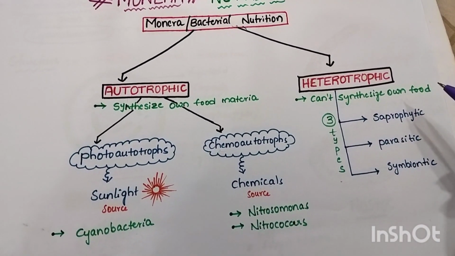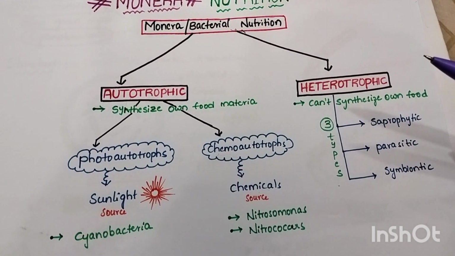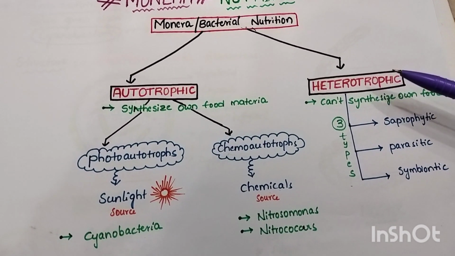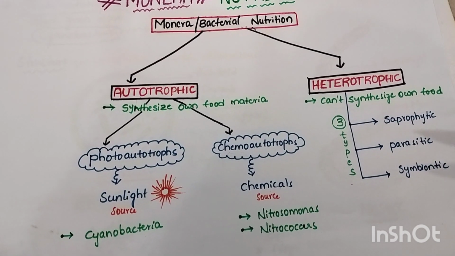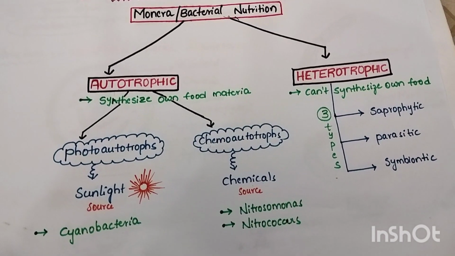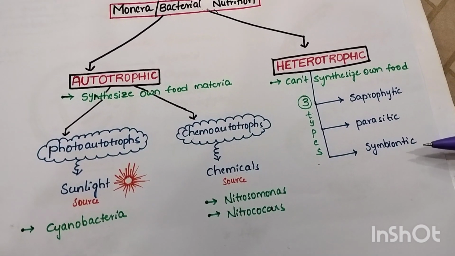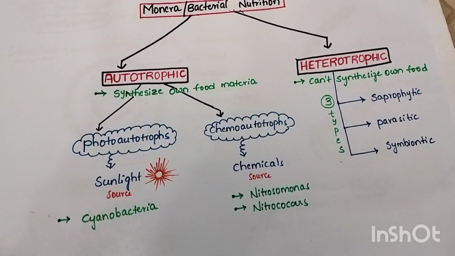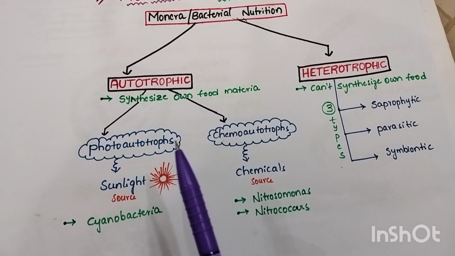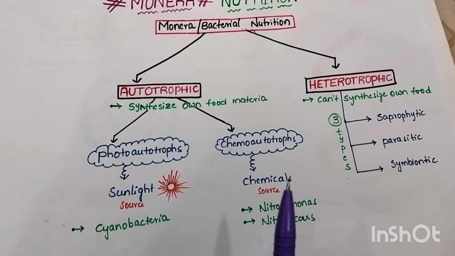And then comes the heterotrophic bacteria. Here the bacteria which can't synthesize their own food material are called heterotrophic bacteria. These bacteria simply depend on other organisms for obtaining food. The types of heterotrophic bacteria are saprophytic, parasitic, and symbiotic. So this is the main theme, and let us dive into the topic. Let's discuss these photoautotrophs, chemoautotrophs, and heterotrophic bacteria in detail.